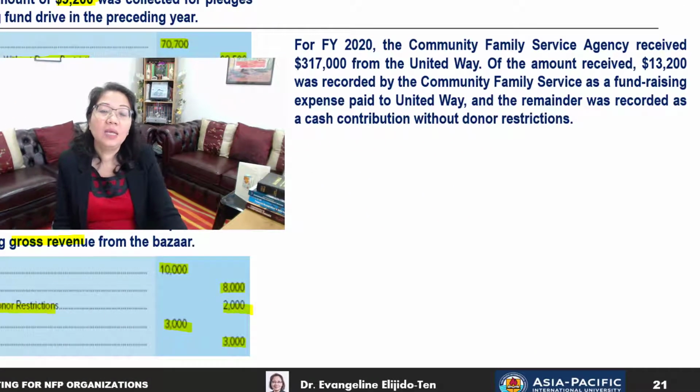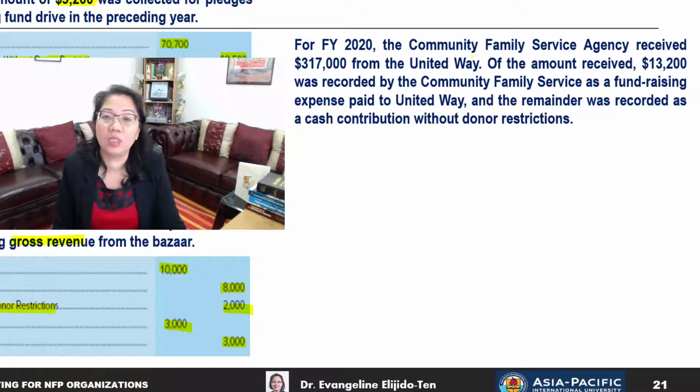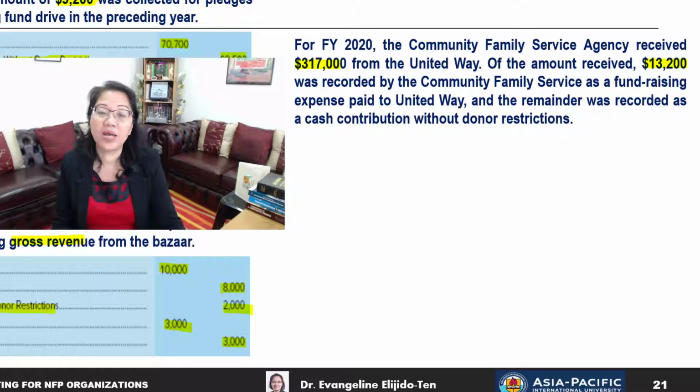All right. Now for financial year 2020, the Community Family Service Agency received $317,000 from the United Way. Of the amount received, 13,200 was recorded by the Community Family Service as a fundraising expense paid to the United Way, and the remainder was recorded as a cash contribution without donor restrictions.